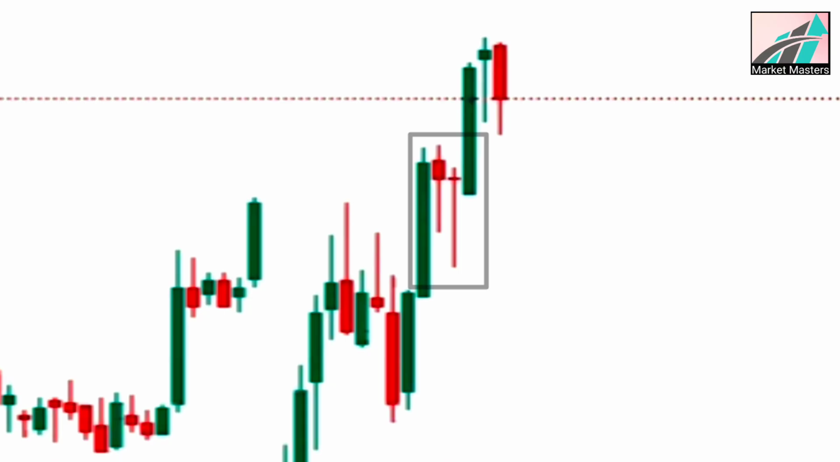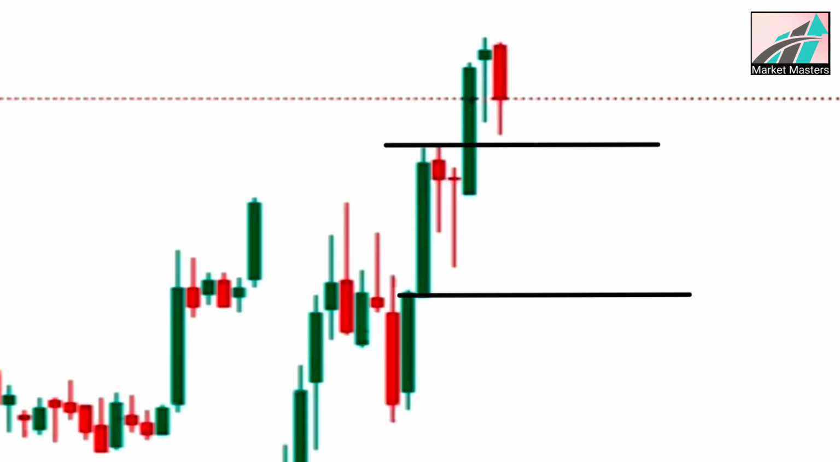Shall we mark these 2 red candles as a pullback like this? No, we won't. That's because both of these 2 candles are completely contained within the high and the low of the previous green candle, so they don't represent a meaningful pullback in structure mapping.